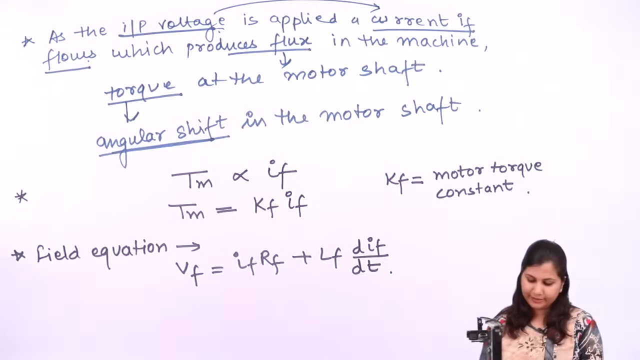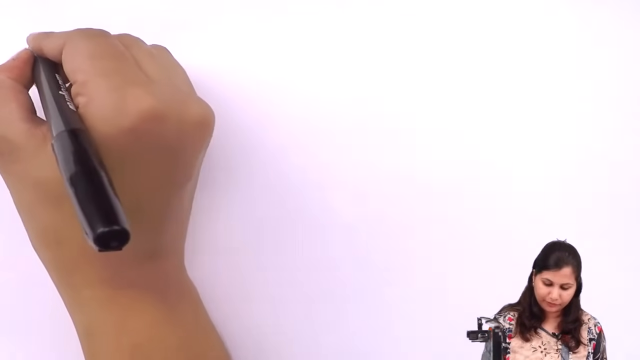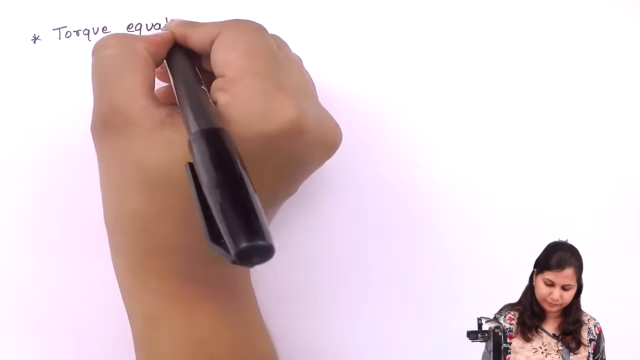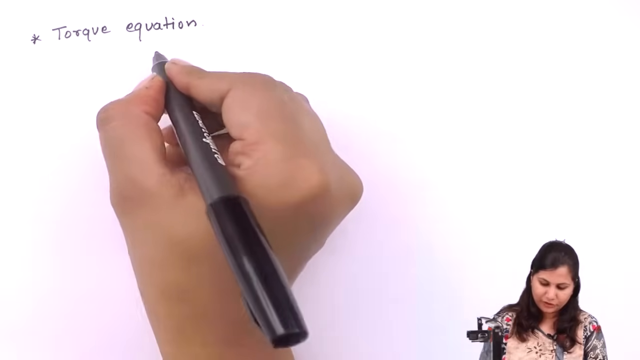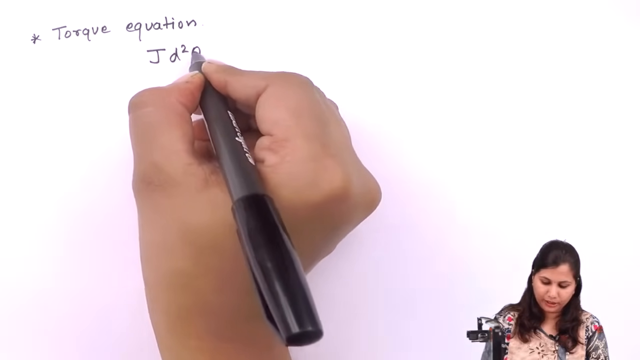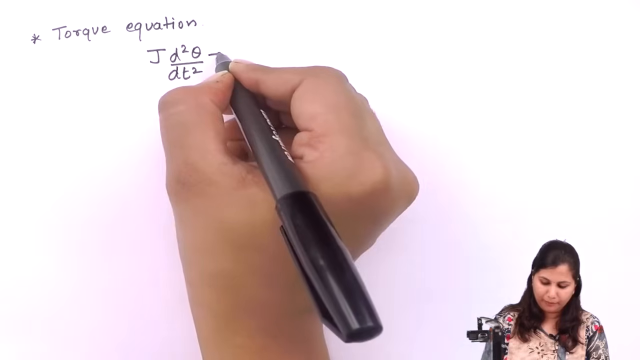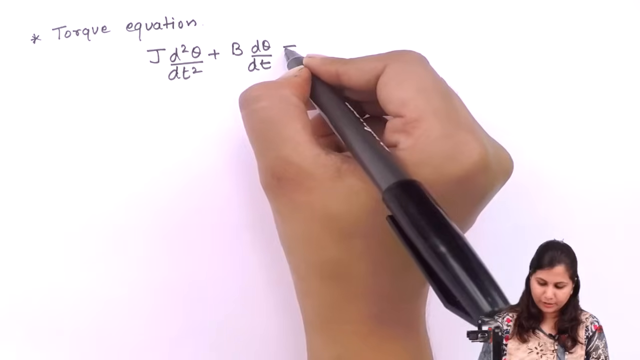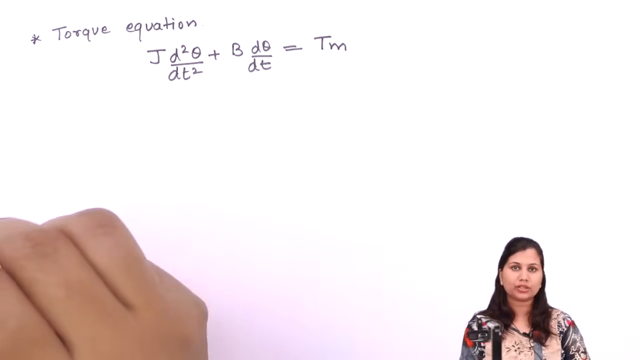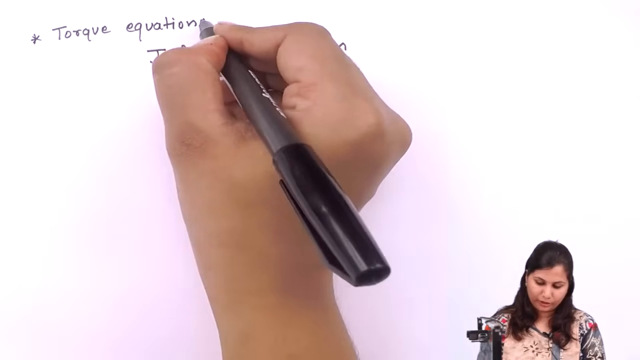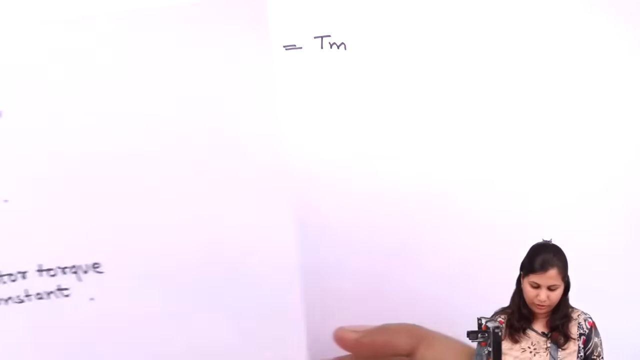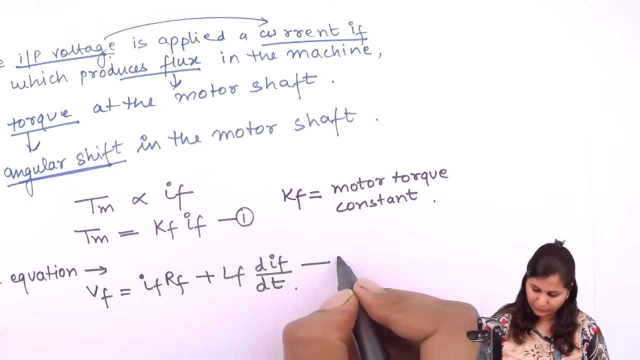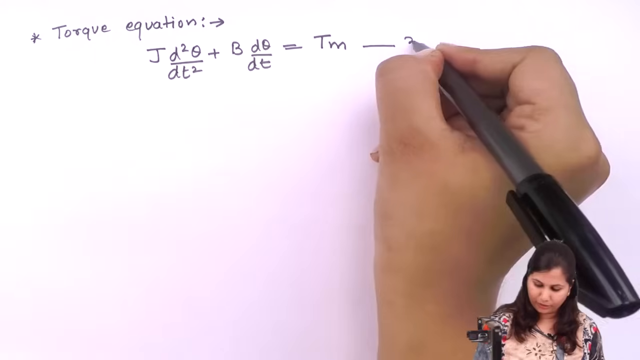Now the torque equation is J d2 theta by dt square plus B d theta by dt, and it is equal to the torque which is induced in the machine. So this is the torque equation. So we have three equations: Tm equals KF IF, the field equation, and this torque equation.